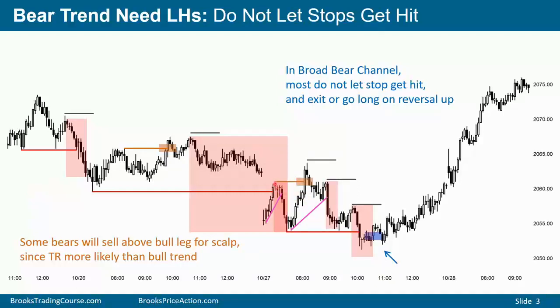Again, some bears would sell above this high, arguing maybe this is not all that major, it's still part of a fairly tight channel here, and maybe this is the major lower high, and these are minor lower highs. So these bears would sell with a limit order here and put a stop above what they believe is a much more major lower high.